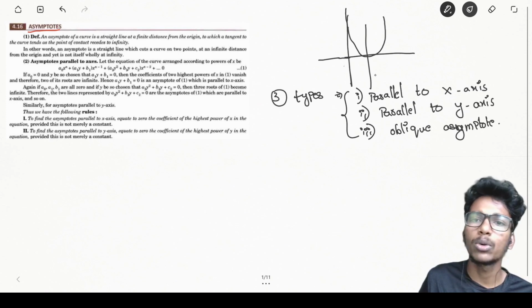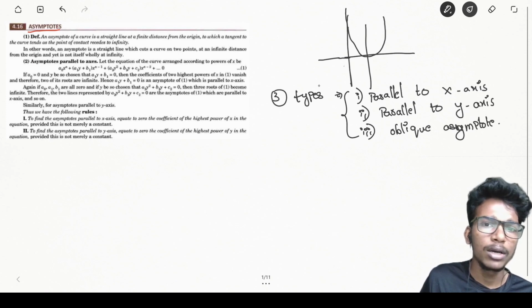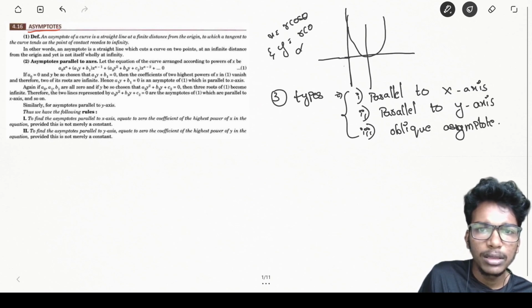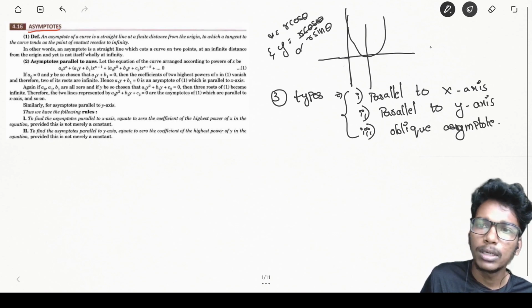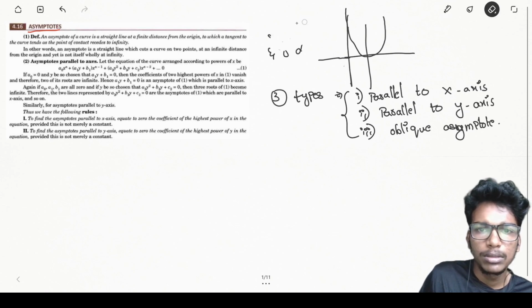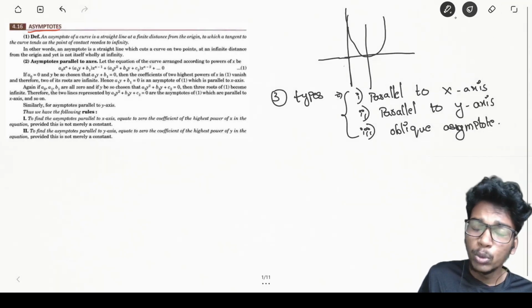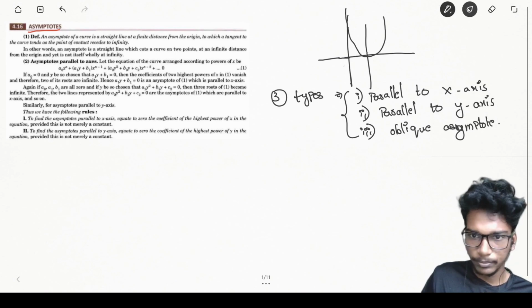I'm not speaking only about asymptotes of Cartesian curves. I will speak about asymptotes of polar curves later. It's just an extension of this. We have to transform polar curves into Cartesian coordinates by using x equal to r cos theta and y equal to r sin theta. Then the whole procedure will be the same. No need to worry about polar coordinate asymptotes.